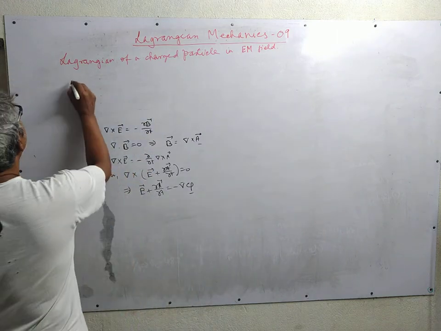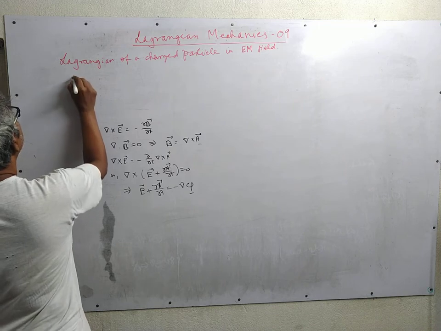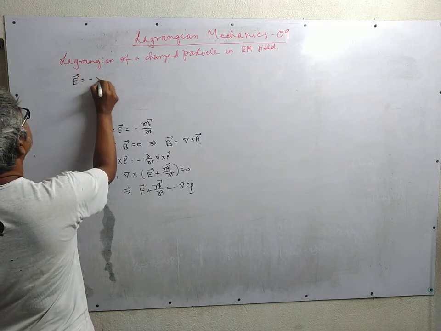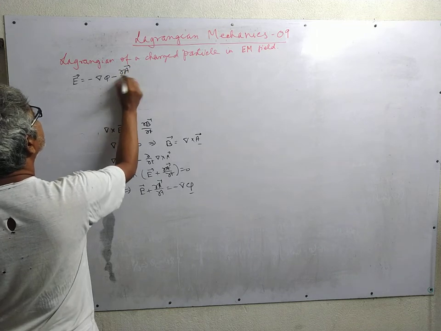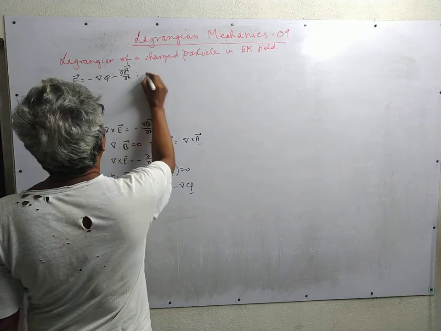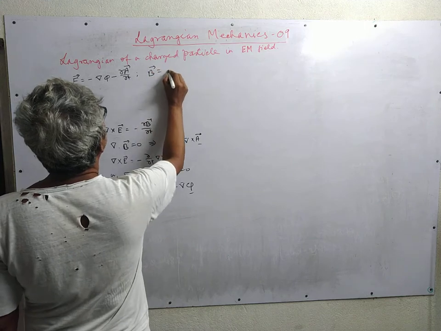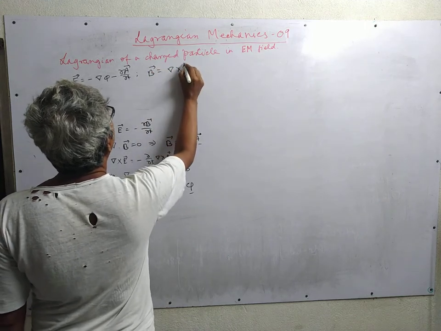So we write E as minus grad phi minus ∂A/∂t, and we write B is equal to curl of A.